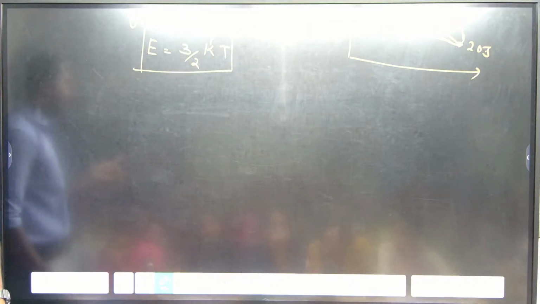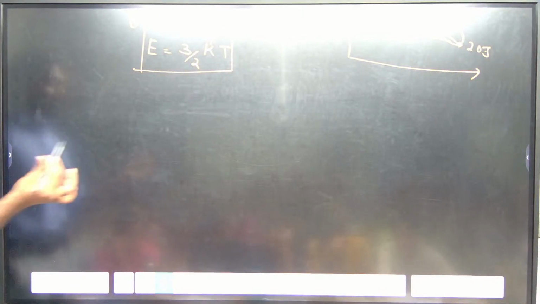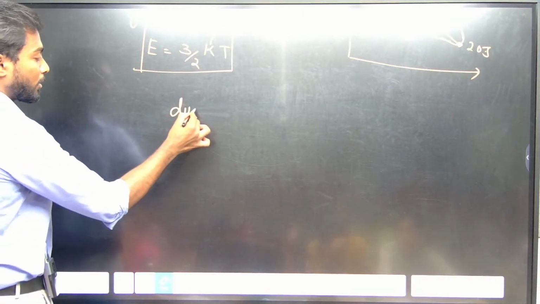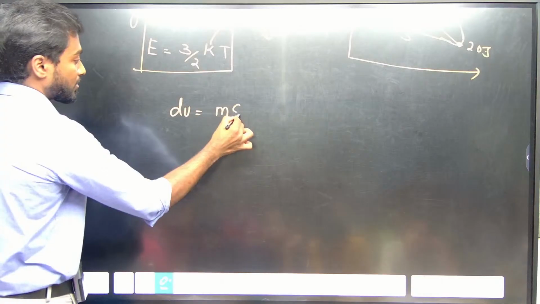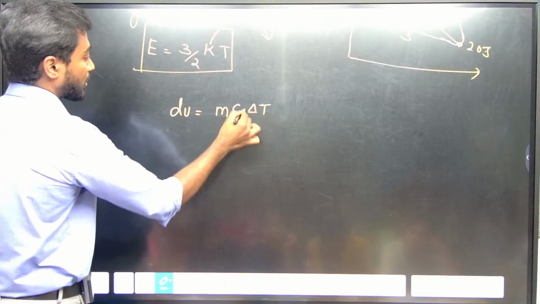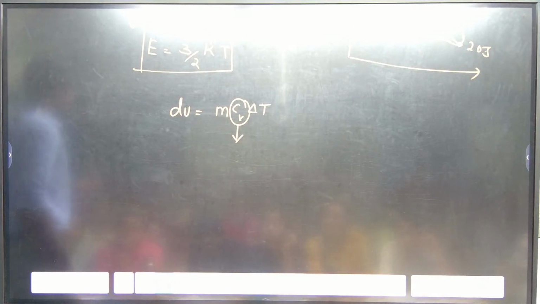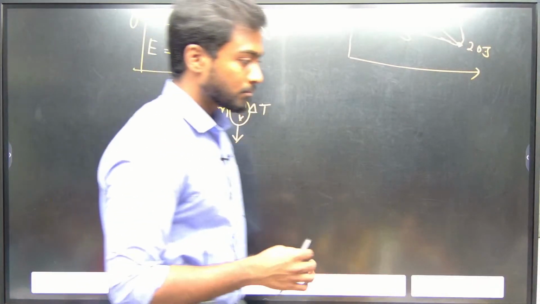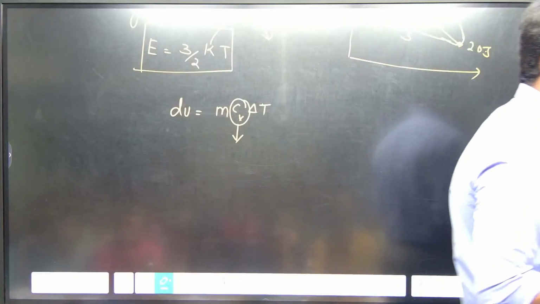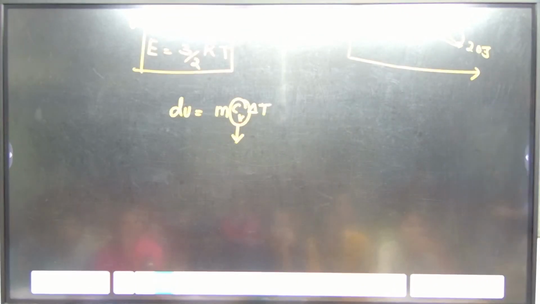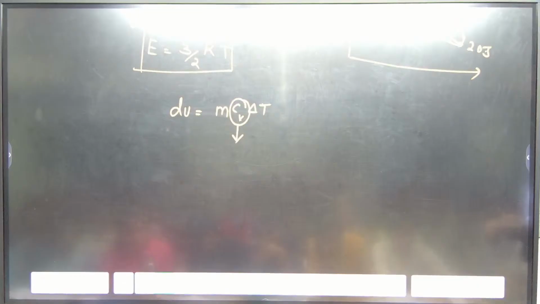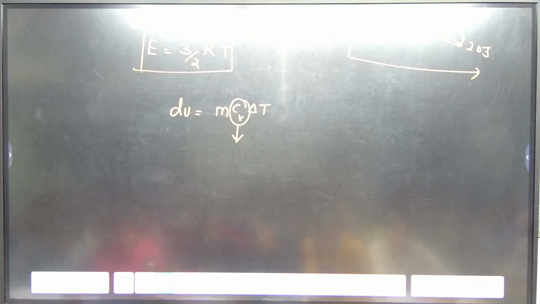So we are talking about the internal energy, and heat is also a kind of energy. Can I write the equation like this? dU will be equal to m Cv delta T. Cv is nothing but for the isochoric process. What is isochoric? Volume is constant. Take down: dU is equal to m Cv delta T, where Cv is for the isochoric process.